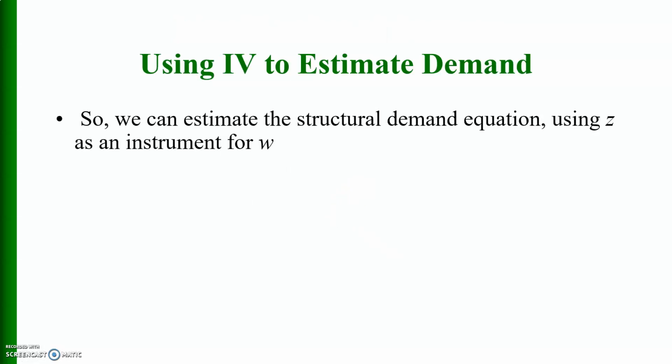We can use an instrumental variable to estimate the demand function for labor. How can you do that? We can estimate the structural demand equation using Z as an instrument for W. The first equation is that W is a function of Z: W is equal to pi naught plus pi 1 Z plus V2, where V2 is the error term.